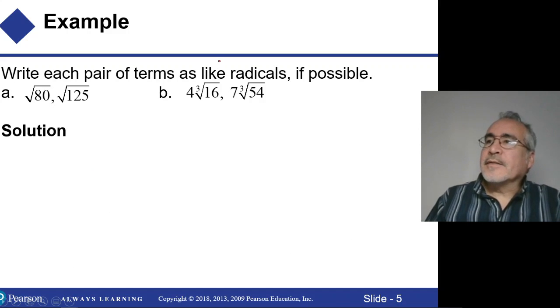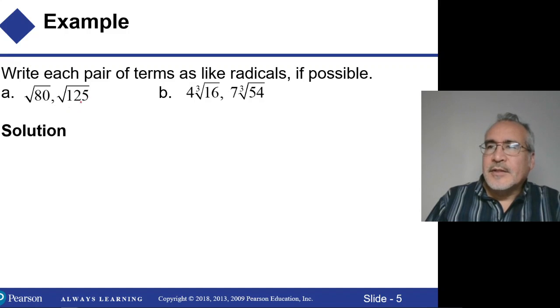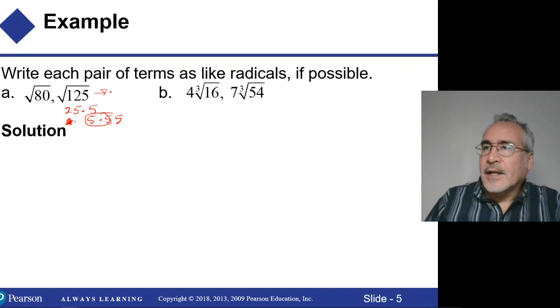Okay, write each pair of terms as like radicals if possible. So what we're looking at is, is there some sort of common factor? So I see a 25 in here. When you see 25, this is 25 times 5. So this is 5 times 5 times 5. I see that in there. So I think 2 of them can come out. I can rewrite this as 5 square root of 5.